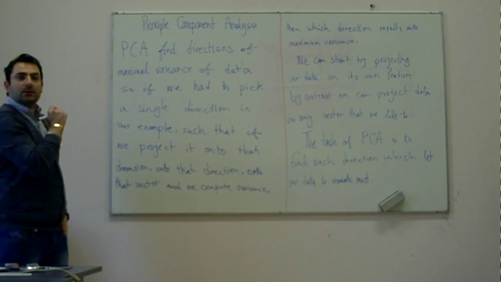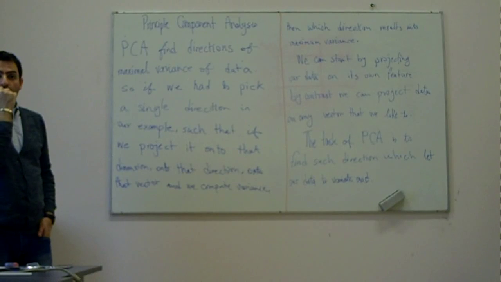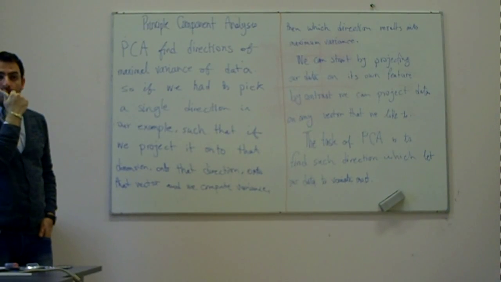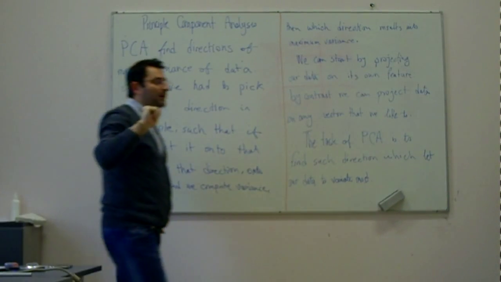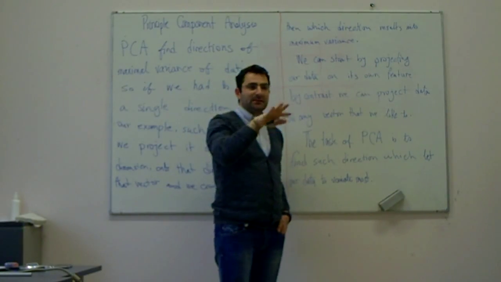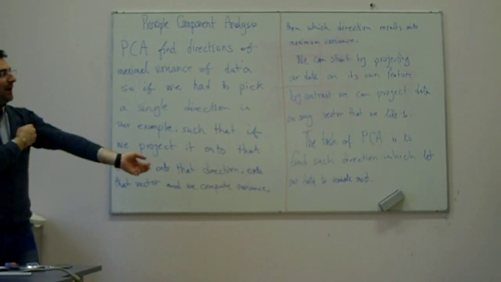Is that also a way to reduce features as well? We will talk about it towards the end. One of the properties of PCA is this data reduction, feature reduction.